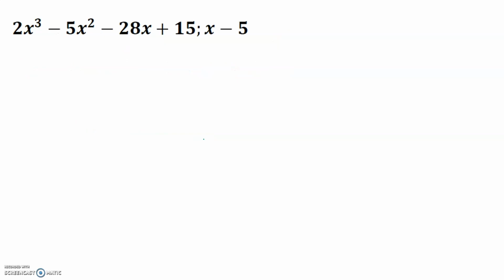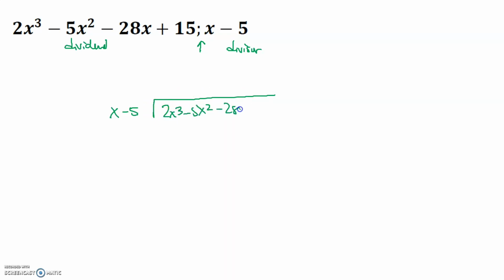Another way that these can be written, instead of saying divided, it could have just a colon here, which means the same thing, that this is your dividend and this is your divisor. Again, I'm not going to work this one out fully. I'm just going to set it up. So I'd have x minus 5 in my division bar table, 2x cubed minus 5x squared minus 28x plus 15. And we'd go through that process for long division again. What up here times x gives me 2x cubed, and continue that process throughout.